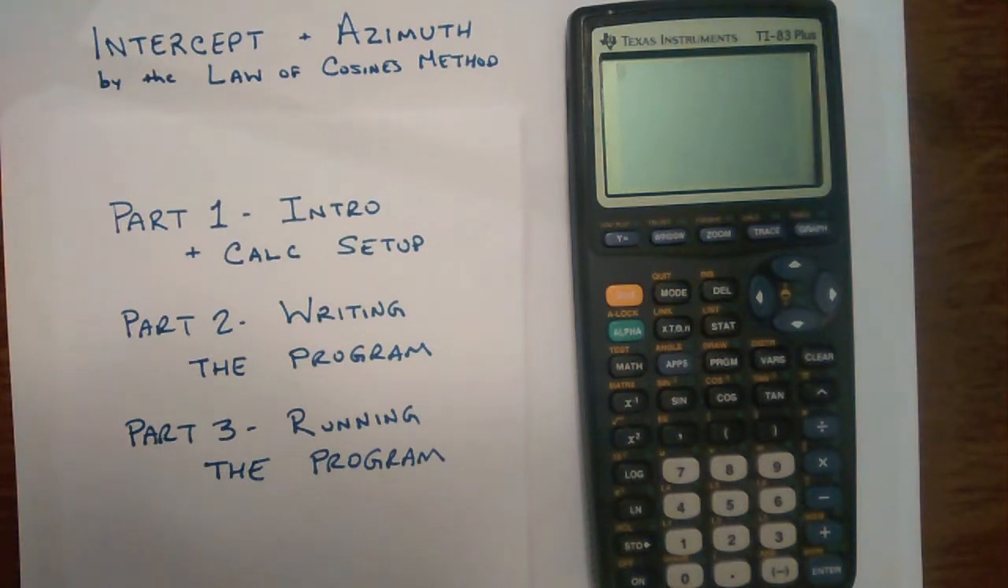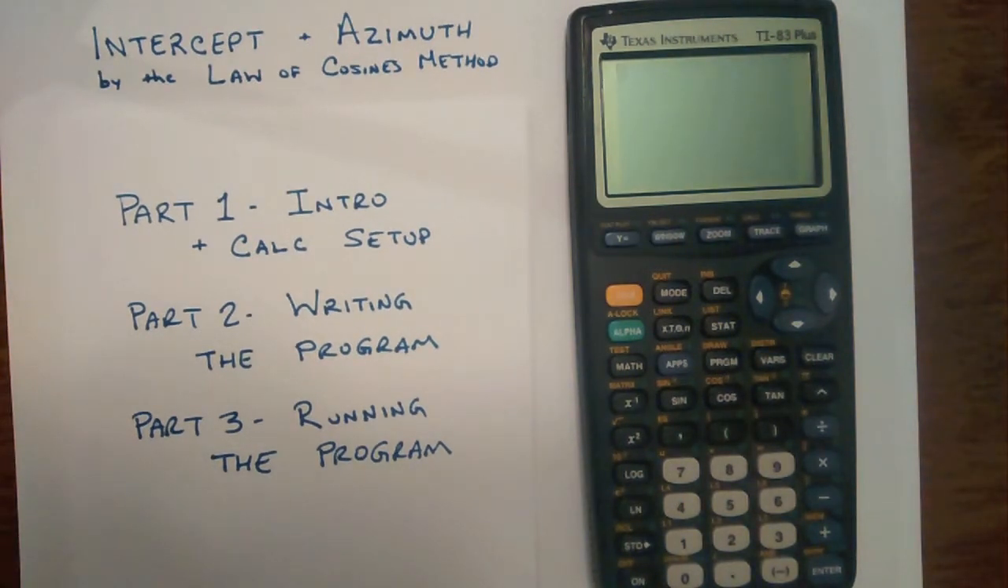He asked me to teach you guys how to program your graphing calculator to find the intercept and azimuth by the Law of Cosines method. This video will be in 3 parts. In the first part, I'll introduce you to the calculator and how to set it up. In part 2, we'll actually write the program, and in part 3, we'll run the program to make sure we get the results that we intended.